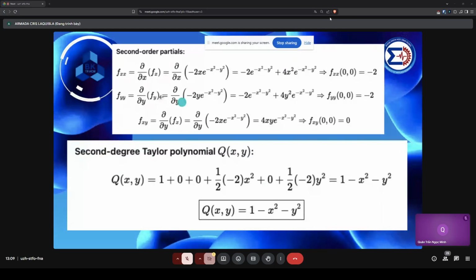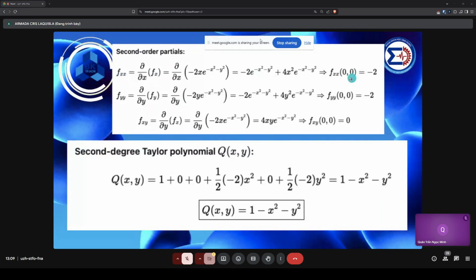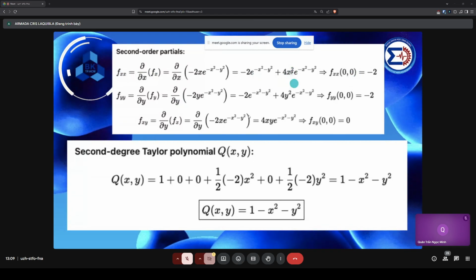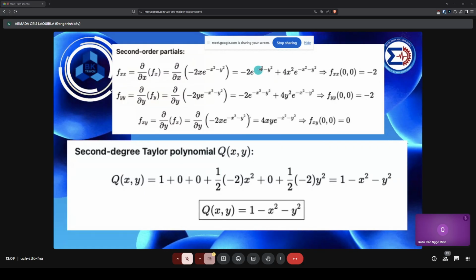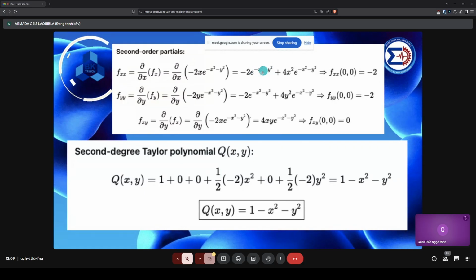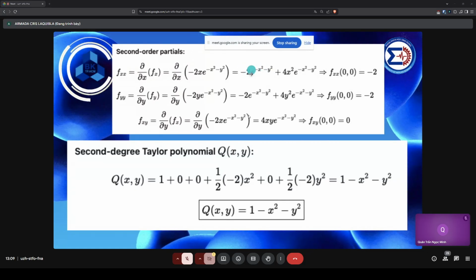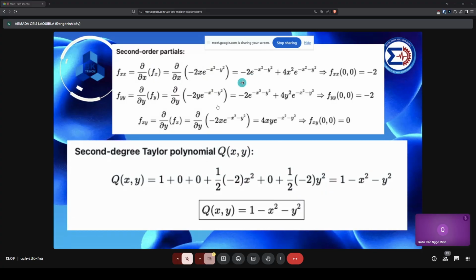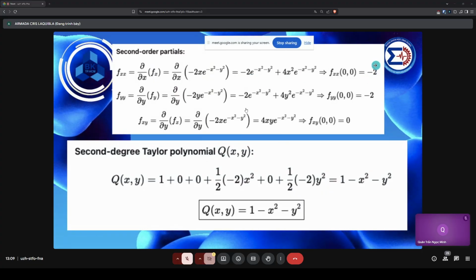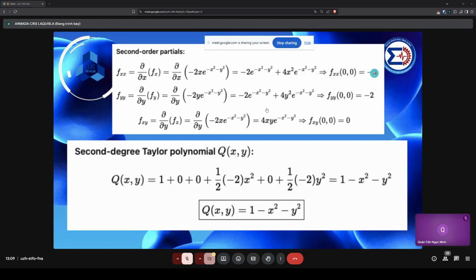Now next, substitute 0, 0 again. Here there's an x, so multiplying the whole thing, it becomes 0. And then here, your x and y are in the exponents, so this becomes 0. So negative 2 times e to the 0. e to the 0 is 1, so multiplied with negative 2, the answer is negative 2. That is why the answer here is negative 2.